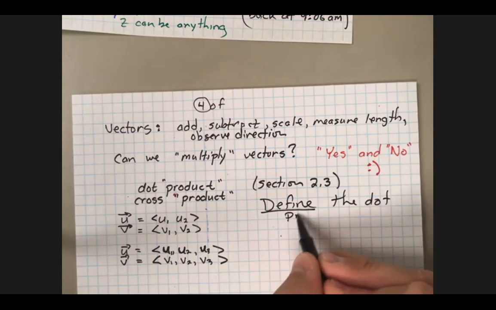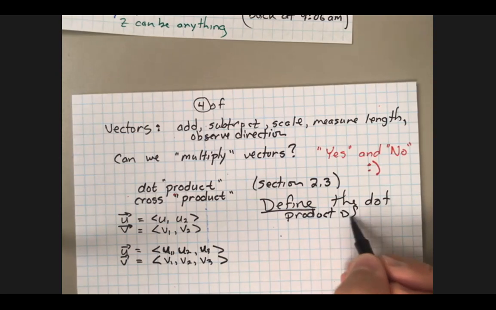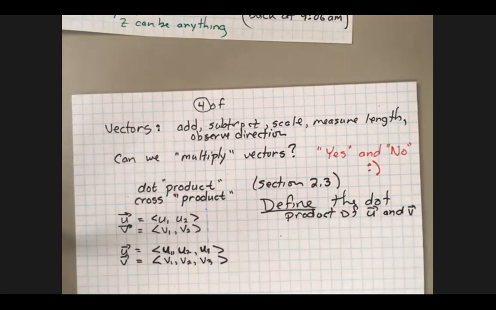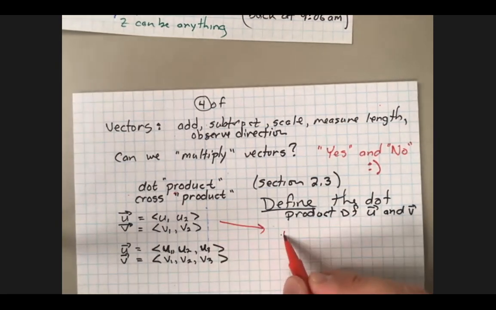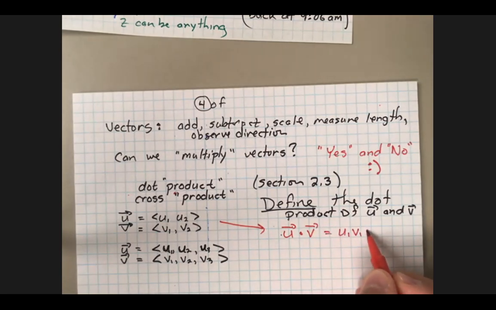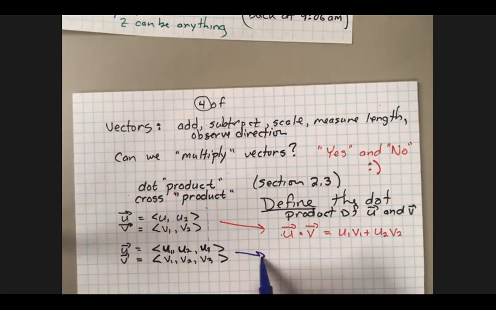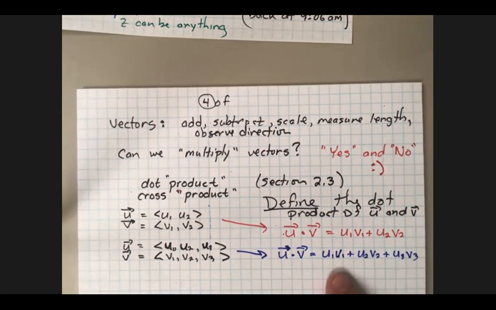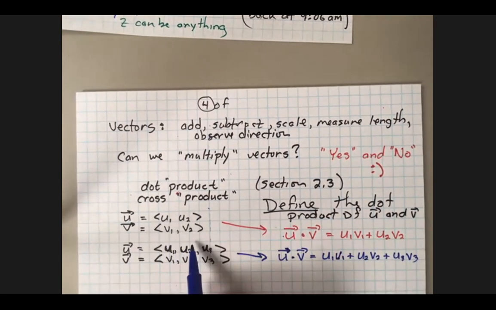The dot product of u and v, and that is in two dimensions, u vector dot v vector is u1 v1 plus u2 v2. And in three dimensions, dot product u dot v is u1 v1 plus u2 v2 plus u3 v3. It's kind of a simple definition. It says multiply the slots.